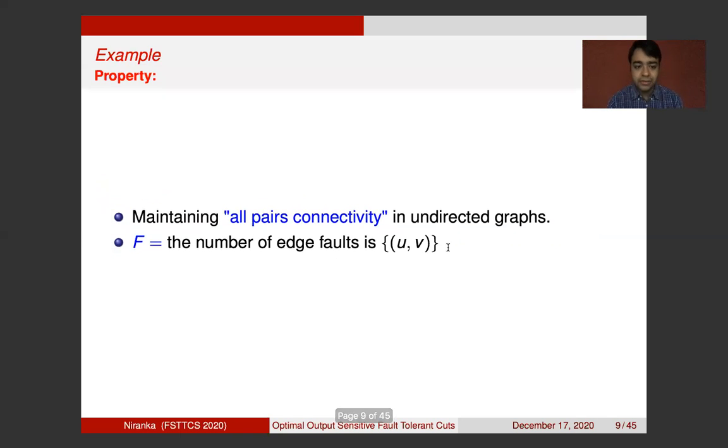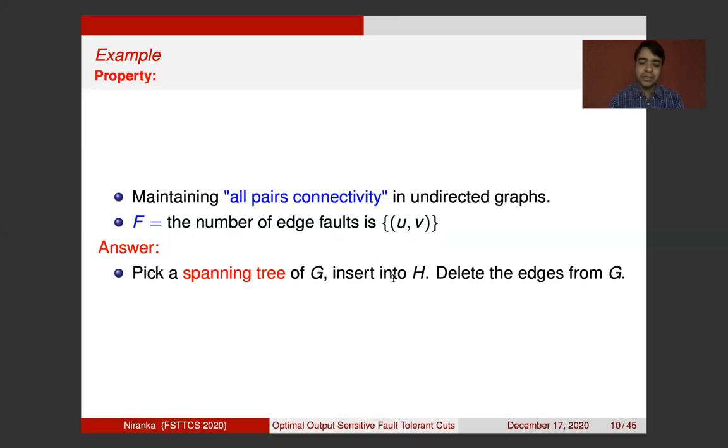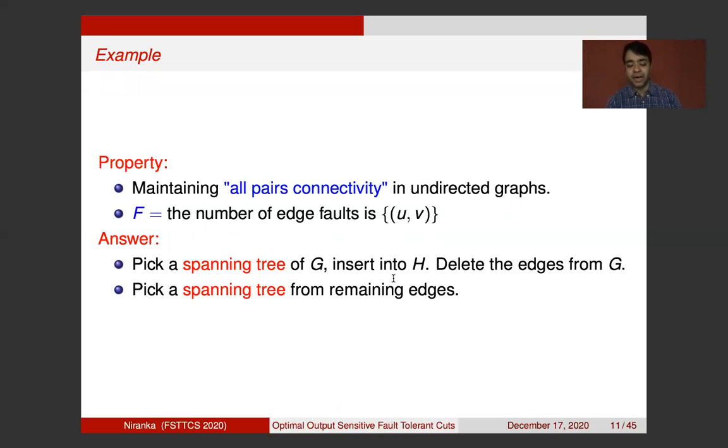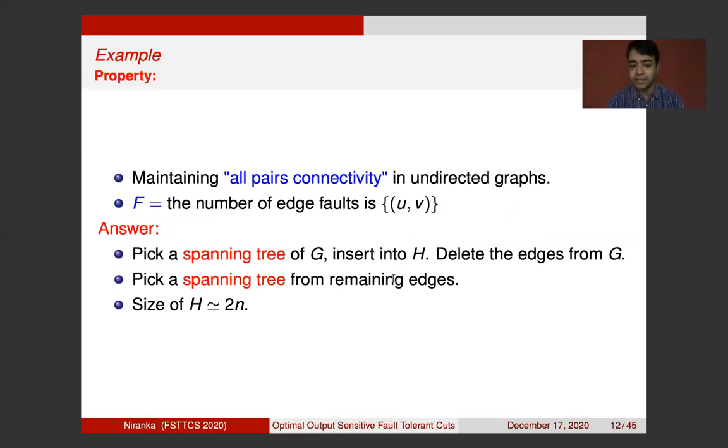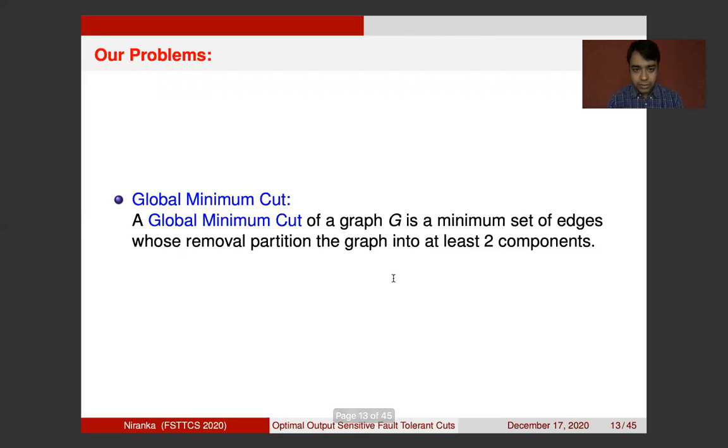Now, if you extend this notion and say that the set of edge faults is a single edge, suppose u comma v, which comes during query time. What is our construction? It's essentially that you pick a spanning tree of G and insert it into H, delete those edges from the graph, and from the remaining graph, just pick a spanning tree again. It's not that difficult to see that, first of all, the size of H is 2n, and that H is actually a fault tolerant connected subgraph of G.